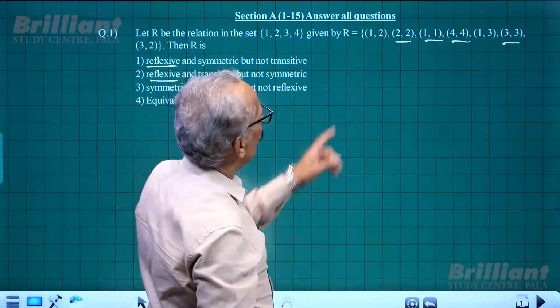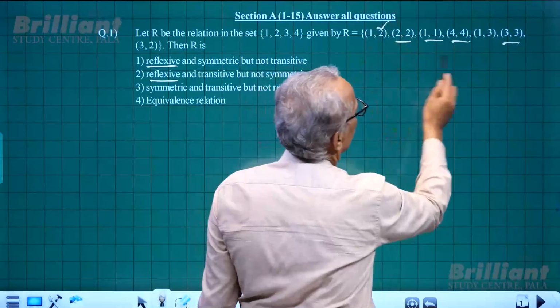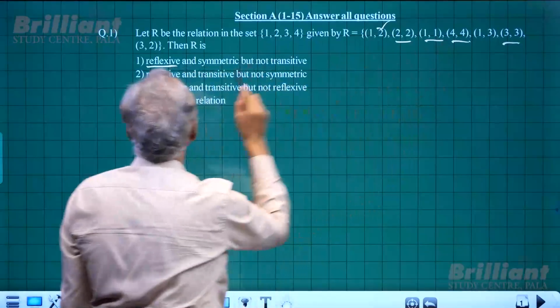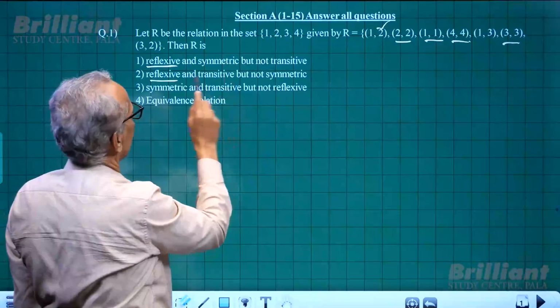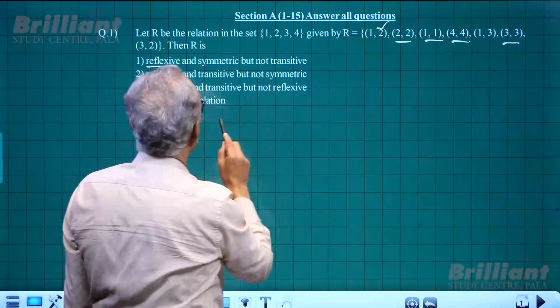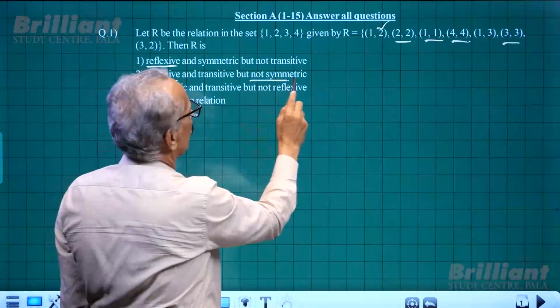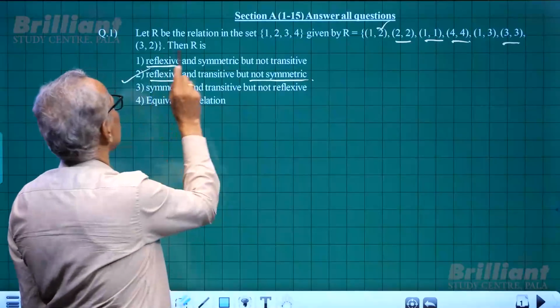Right. Now (1,2) is there. Then is (2,1) also there? No, (2,1) is not there. So it is not symmetric. So where is it? Reflexive, transitive, but not symmetric. Look at this. So the answer is the second one.